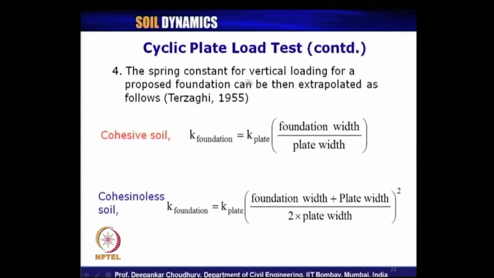The spring constant for vertical loading for a proposed foundation can be extrapolated from the plate load test as proposed by Terzaghi in 1955. For cohesive type of soil, the stiffness of the foundation, or spring constant of the foundation, is given by K of plate times foundation width by plate width. Whereas for cohesionless soil, the stiffness of the foundation is the stiffness of the plate times foundation width plus plate width divided by 2 times plate width, whole square.